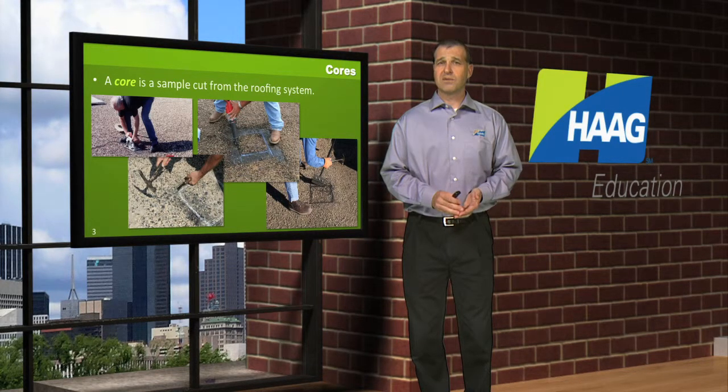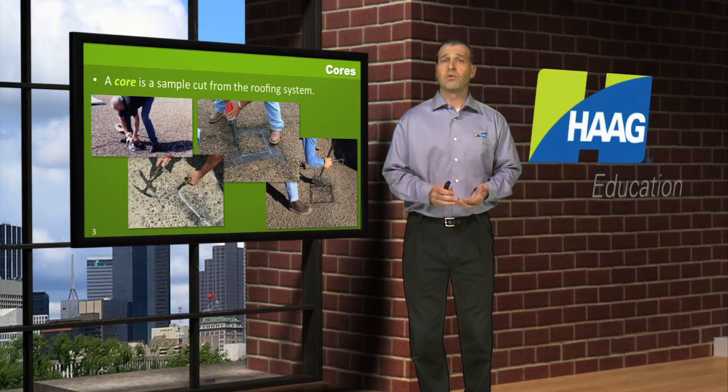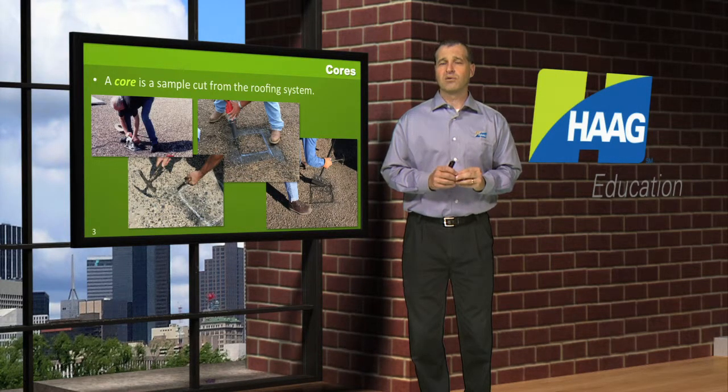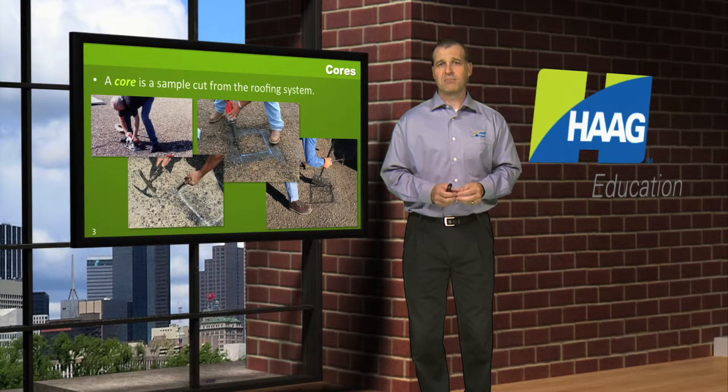Different types of cores can be taken. One, if you're just trying to determine the number of roof systems that are involved in the roof, what is the full cross section, you can take a fairly small core, and there can be circular coring tools that would just give you a plug of the roof system. If you're trying to determine, is there moisture in the system, that also can be a fairly small roofing core just to look for moisture in the insulation board.